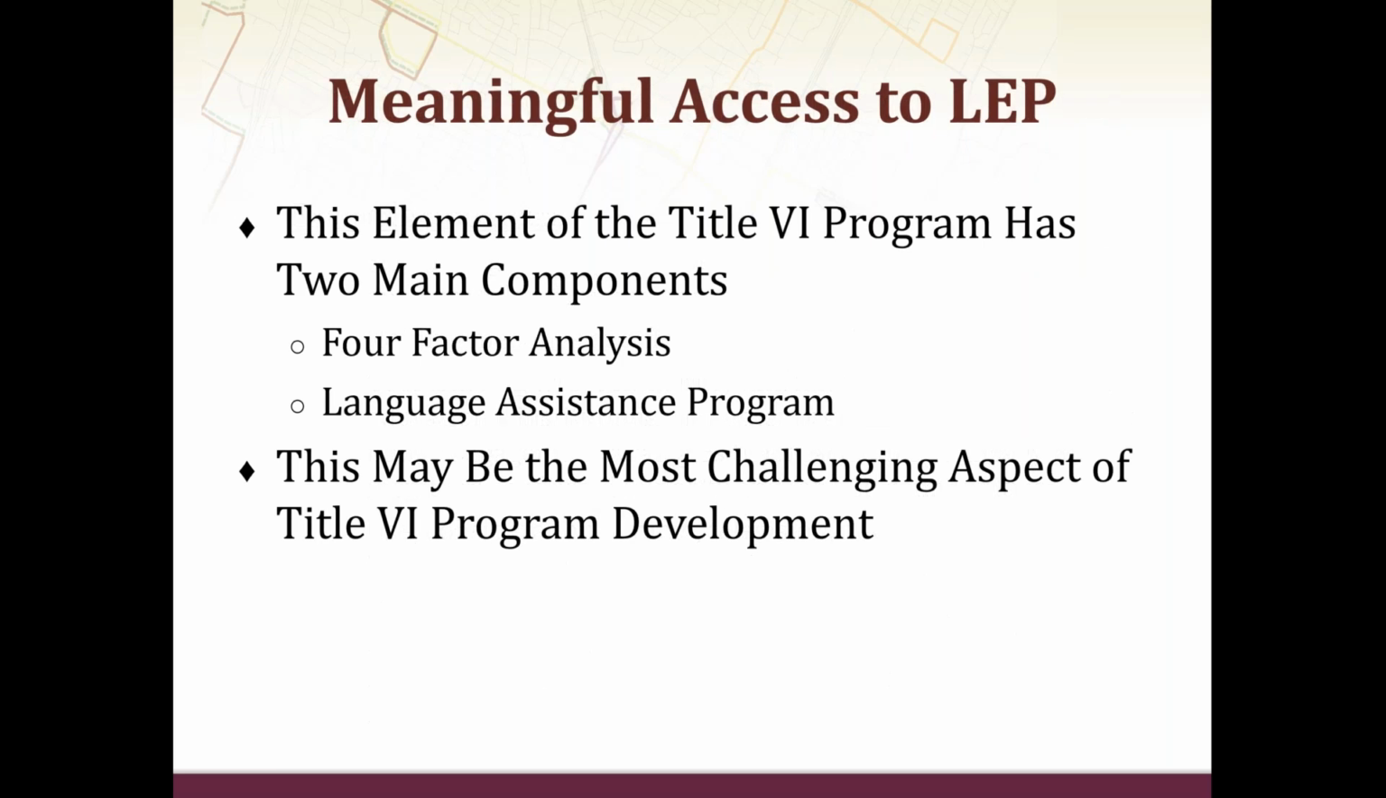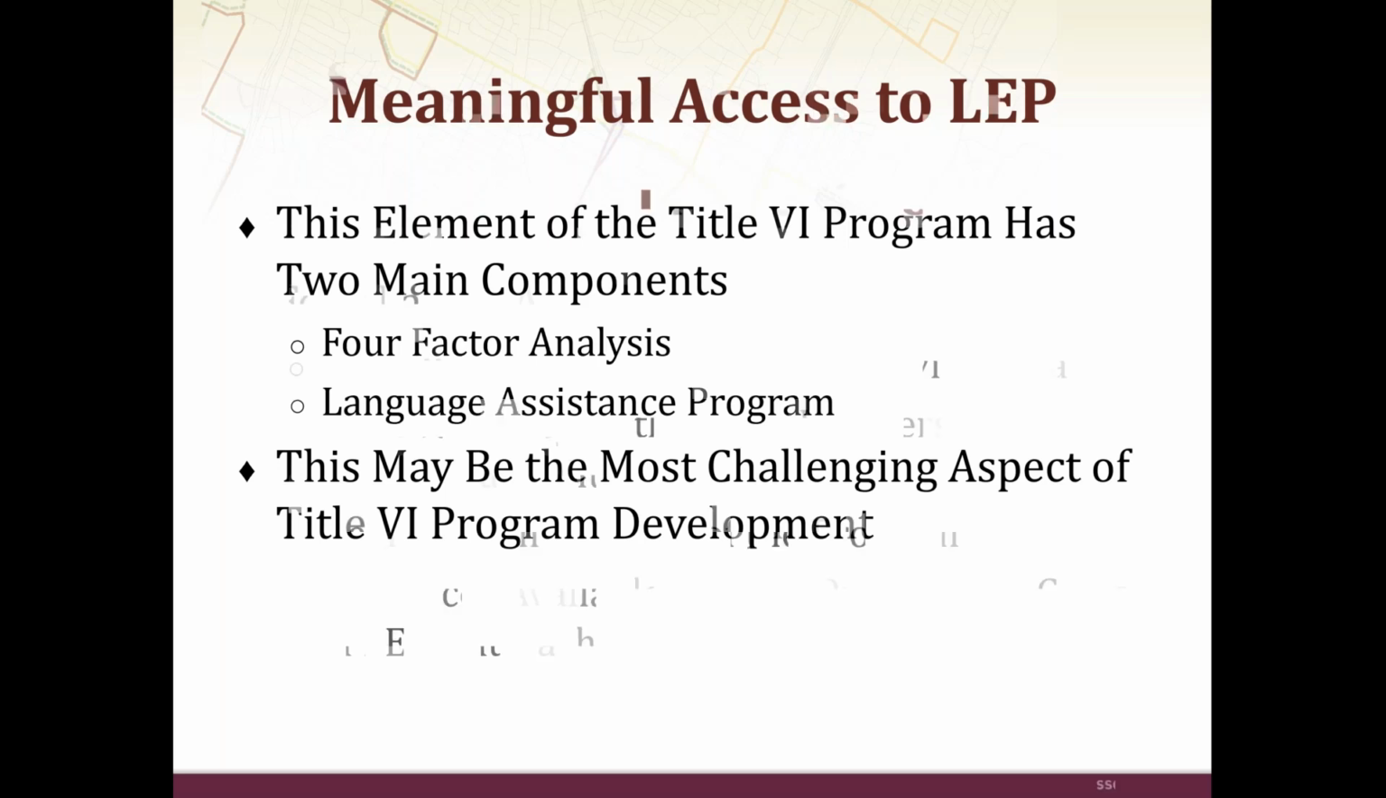So the next requirement for Title VI is providing meaningful access to LEP populations. We kind of touched on this earlier, but we'll get into it now. There are really two components for providing meaningful access: one is the four-factor analysis, and the next is the language assistance program. For agencies developing their Title VI plan for the first time, this is one of the more challenging aspects.